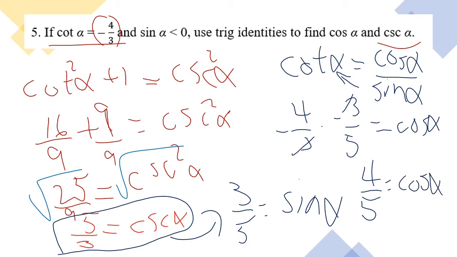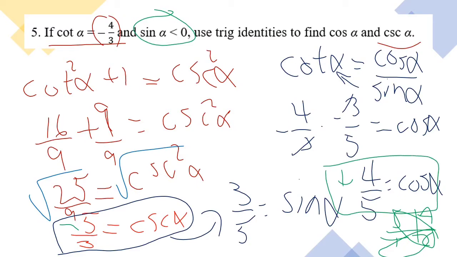Now let's double check whether we are positive or negative. It says that sine is negative and cotangent is negative. So if you go back and do your all students take calculus, since cotangent is negative, it's either going to be in the second or fourth quadrant. And since sine is negative, it's going to be in the third or fourth quadrant. So we are in the fourth quadrant where cosecant is negative and where cosine is positive. And that is the end.